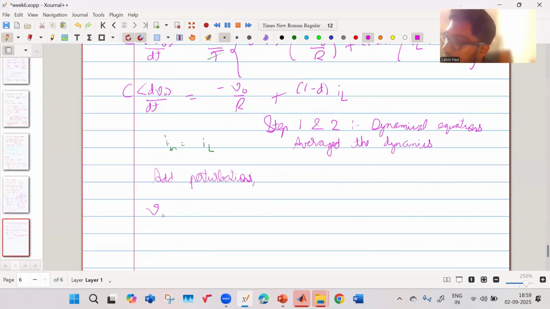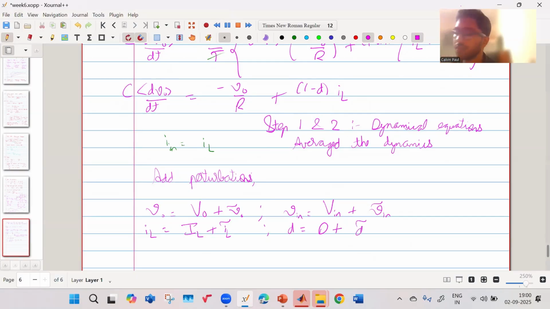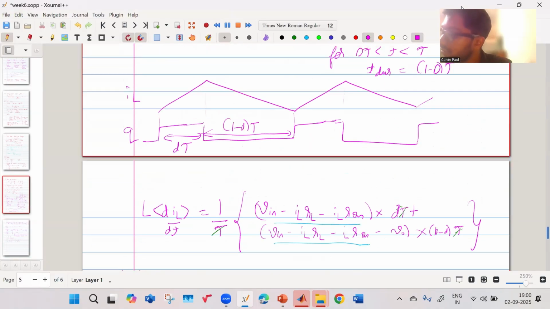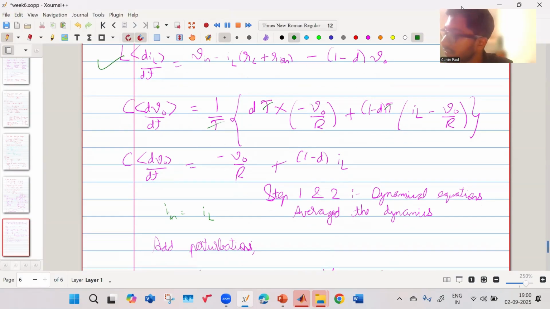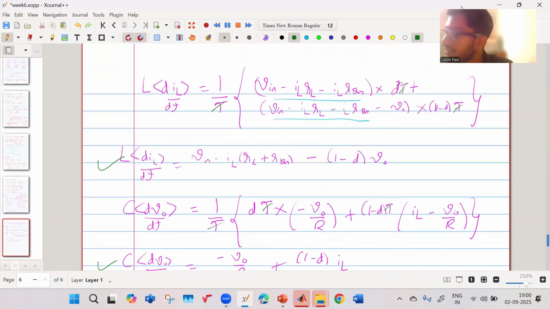So you add perturbations. You represent your output voltage as the steady state output voltage plus the perturbed output voltage. Your input voltage also you represent as input voltage plus input voltage perturbation. Your inductor current also you represent as the average inductor current plus your perturb quantity, and your duty you represent as your steady state duty plus your perturb duty. Okay. So that we must substitute in which equations? In this equation and in this equation. Okay.